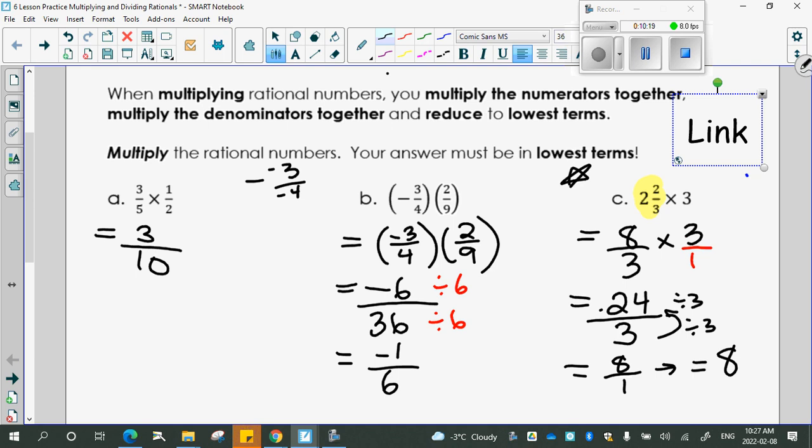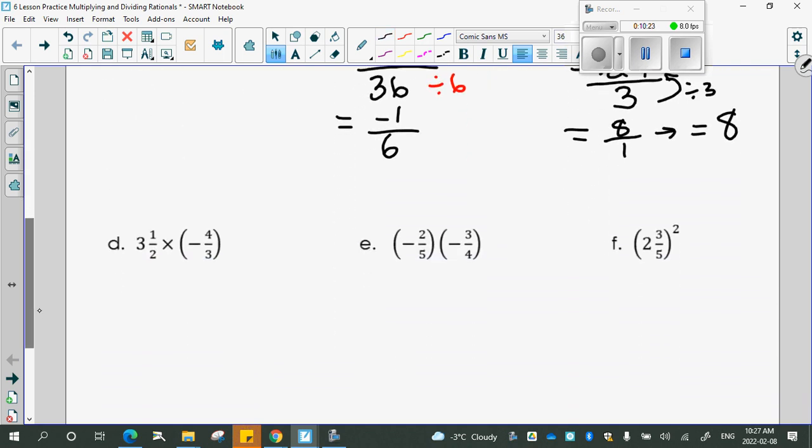Okay? Multiplying. All right. So for D here, first thing you want to do is change 3.5 to a mixed number. Oh, sorry, change it to an improper fraction, my bad. Sorry guys that are watching from home, we might change it to an improper fraction.